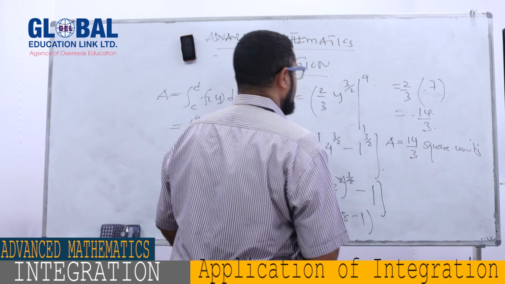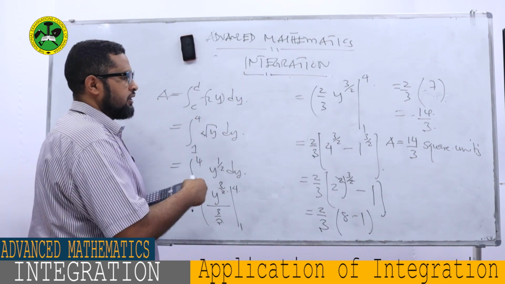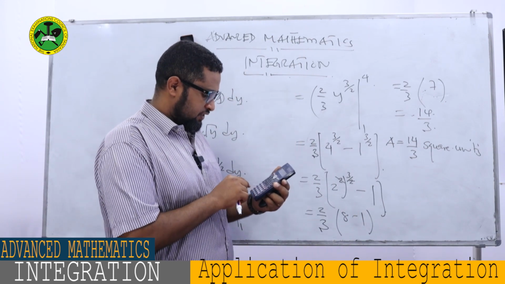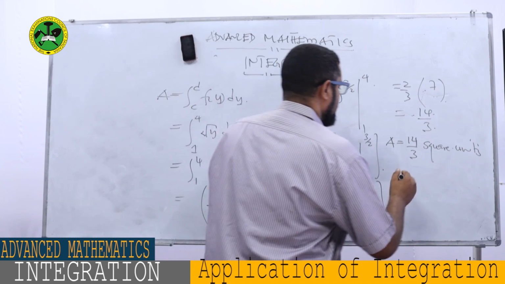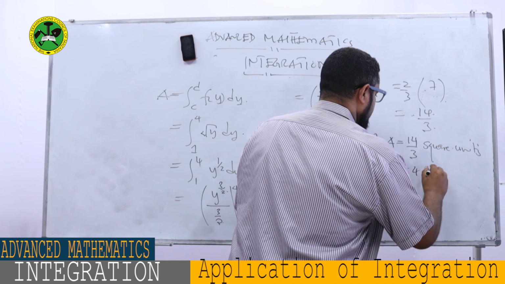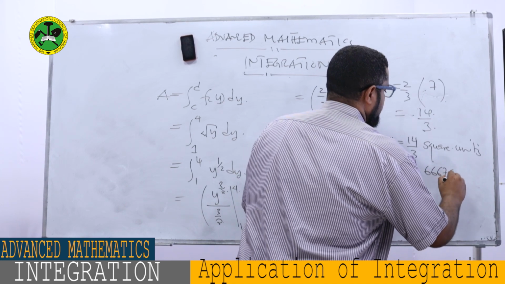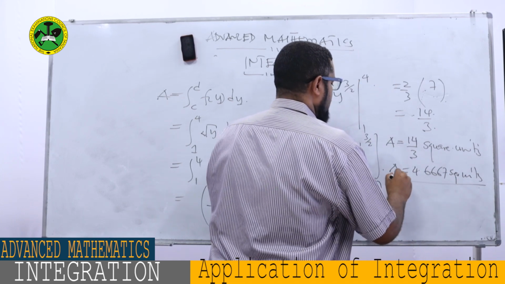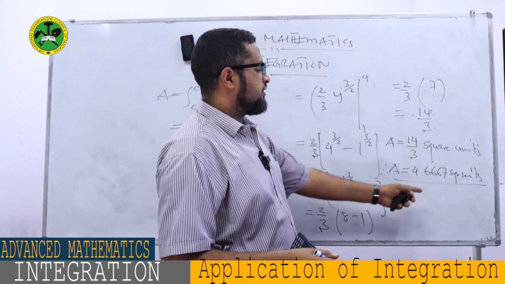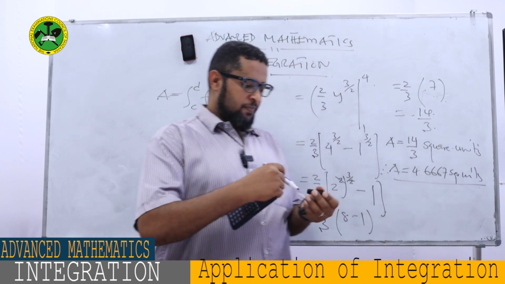Or you can decide to leave the answer in decimal, 14 divided by 3. So the answer is 4.666 square units. So do not forget to write the units as square units.